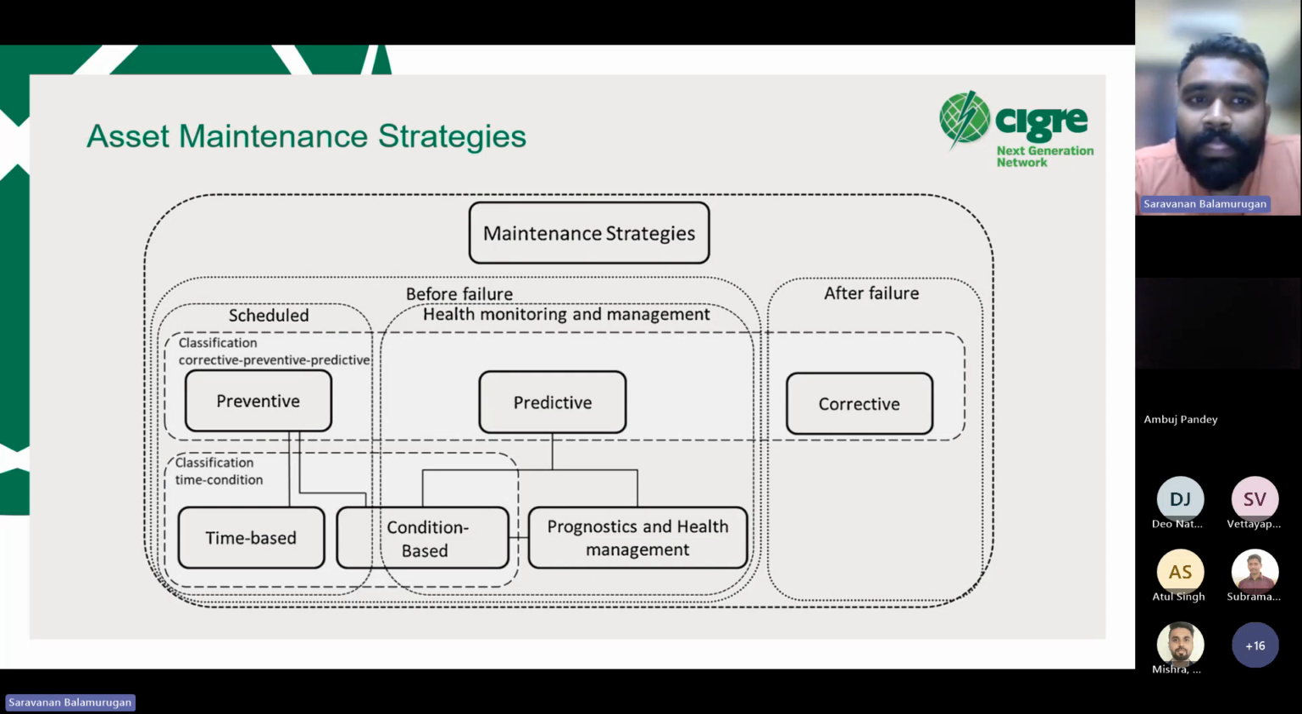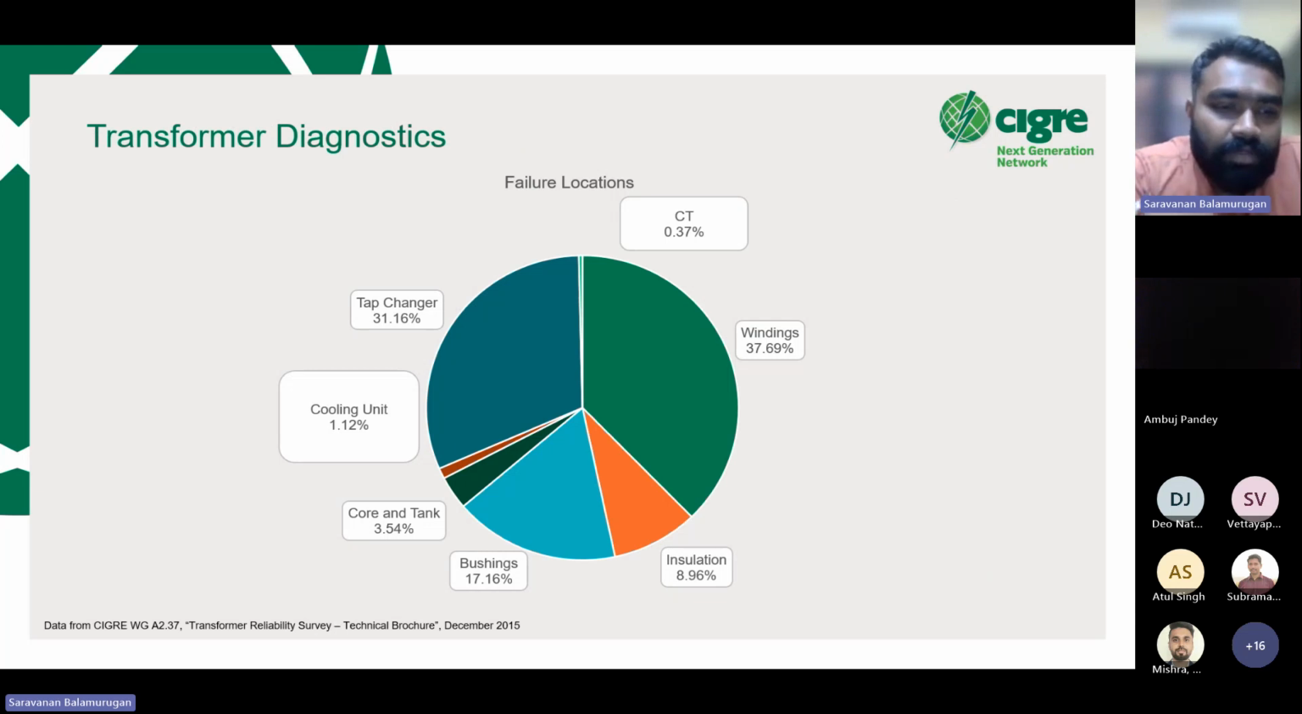So these are just some of the maintenance strategies that are being used right now, right? And if you're looking at data, this was way back in 2015, done by the Transformer Reliability Survey, CIGRE. The working group A2 has done a survey on the reliability of transformers. They have identified that close to 37% of the failures occur at windings followed by tap changers, right? So this would give you an overview on the sheer number of components that are being affected by failures. So transformers, the windings being one of the most commonly affected parts.